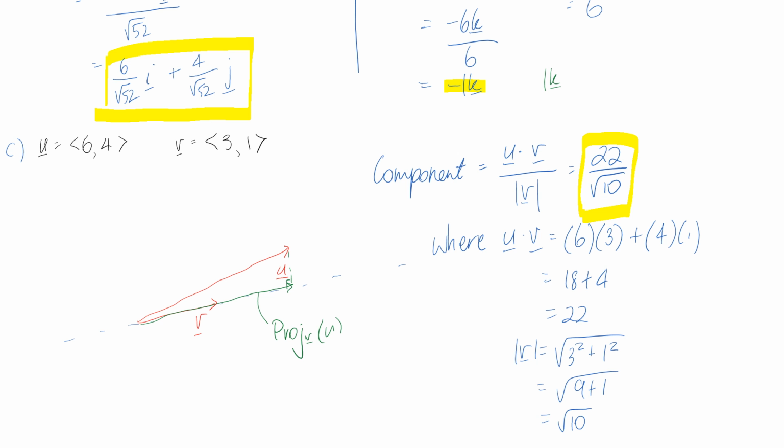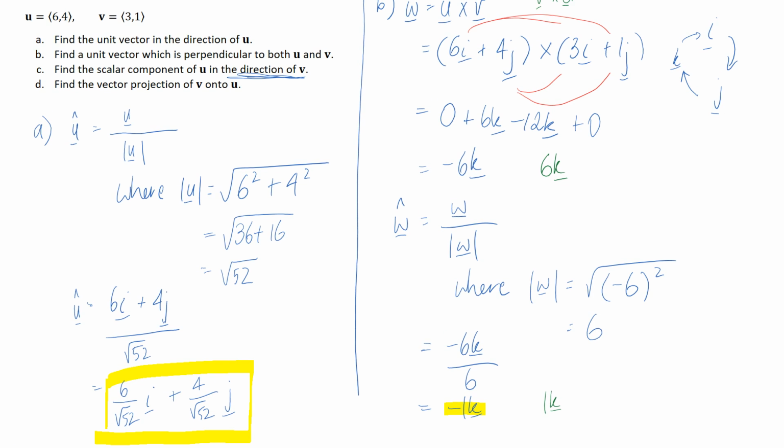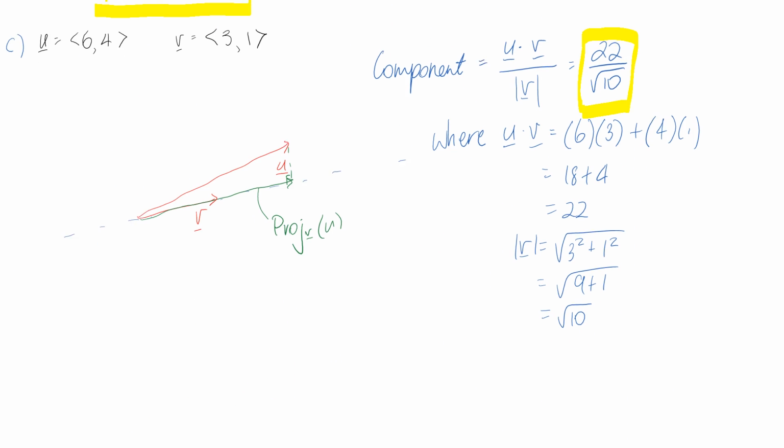All right. So we have one part left, which is D. And this is now to find the vector projection of v onto u. So this is kind of like the opposite case. So for this first one, we were projecting u onto v. Now it's v onto u. So I'll come back down here.